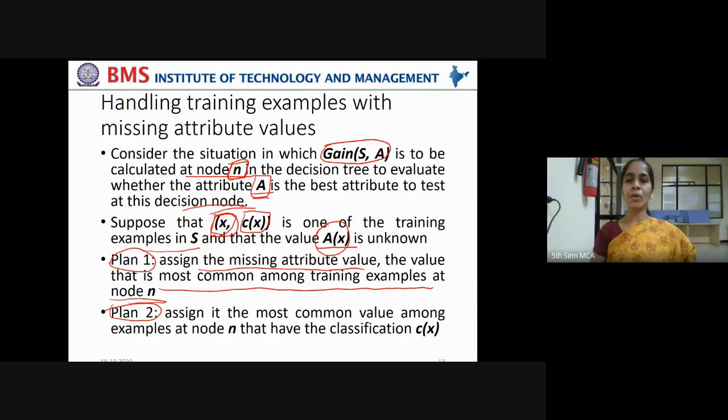Assign it the most common value among examples at node N that have the classification C of X. This is actually the other way they are telling. In those 6 training examples that are classified, 5 of them have yes and 1 has no as the outcome label. Now among these yes values, what is the most repeated value for blood test result? Take that value, put it in the missing attribute value for the blood test. That is another plan.